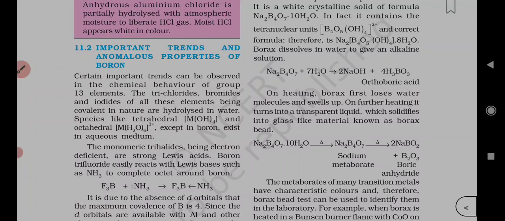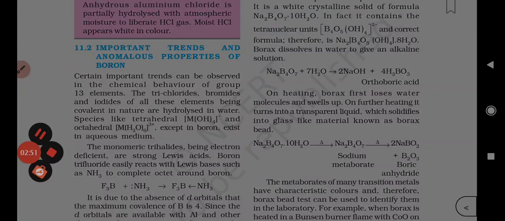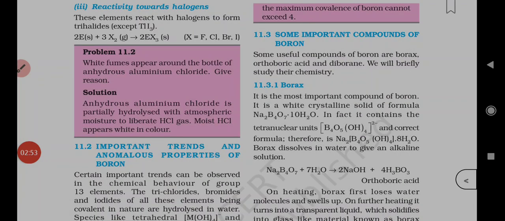Talking about why boron is unable to form the [BF6]³⁻ ion: due to non-availability of d orbitals, boron is unable to expand its octet. Therefore, the maximum covalency of boron cannot exceed 4. Now let's talk about some important compounds of boron.